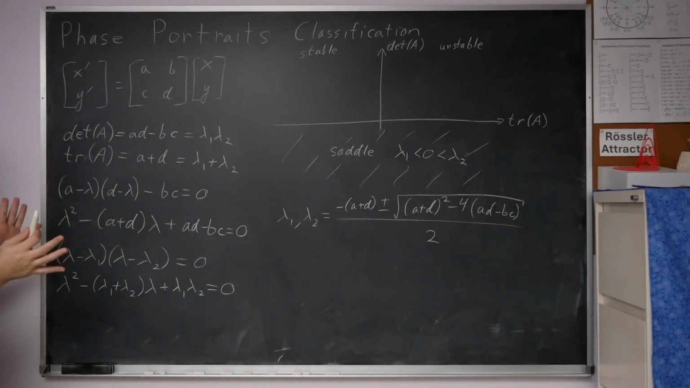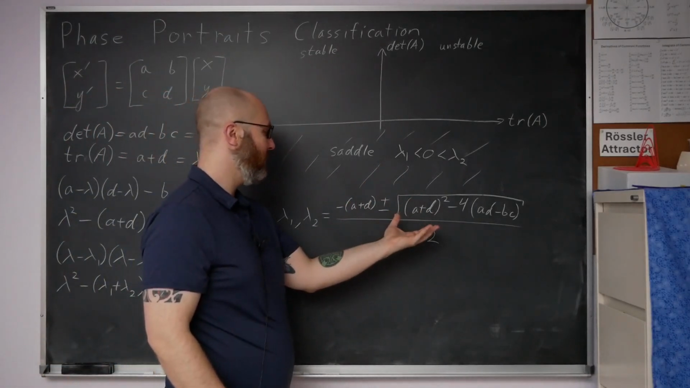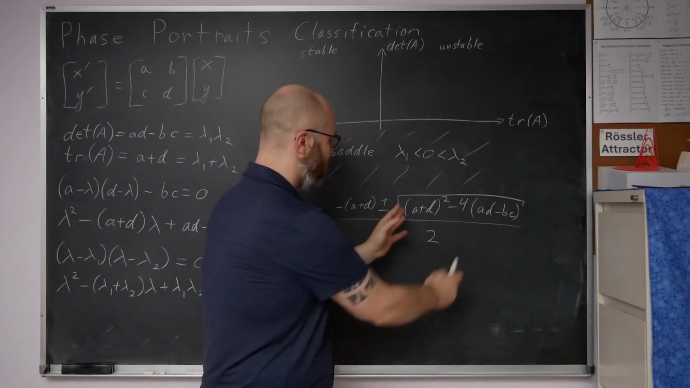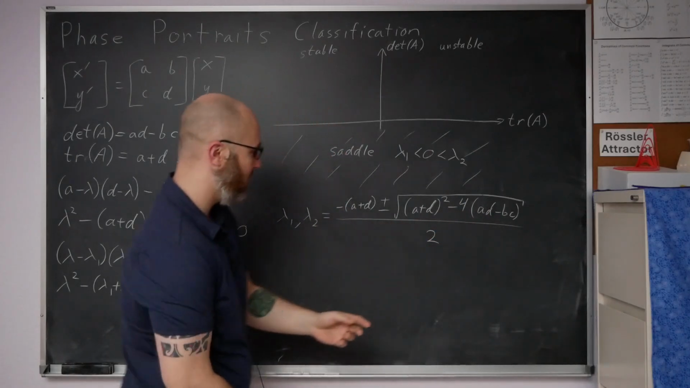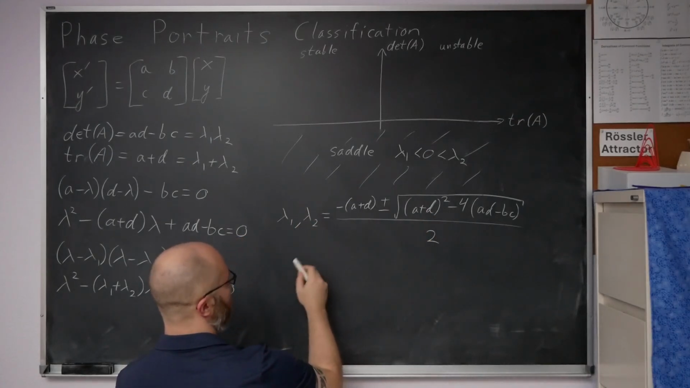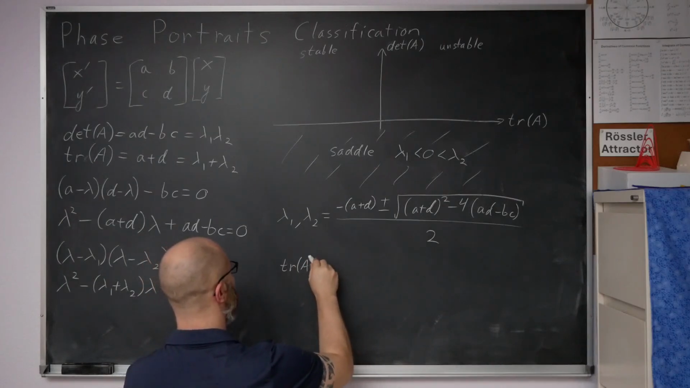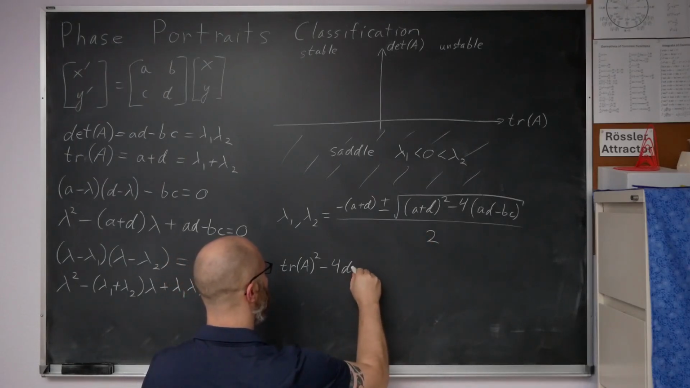All right, so we want to know if something is going to come out complex versus not complex. Well, that's all going to be determined by whether the inside of the square root is positive or negative. So I can actually rewrite this. I have a plus d squared, well, that's the trace squared, right? Trace of A squared, and then minus 4 times the determinant of A.